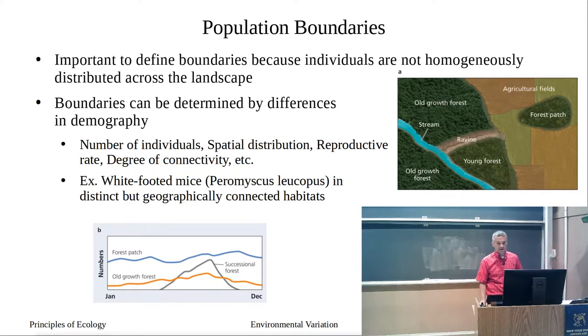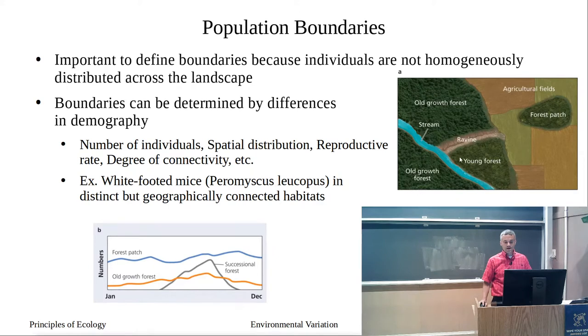You can very clearly see we have what's labeled as old growth forest. So this is kind of late successional stage forests. We have two patches of those, and we have a stream going through. So if we were looking at anything that can't really fly and traverse a river, well, we've got two different patches here. We have a young forest, early in successional stage.